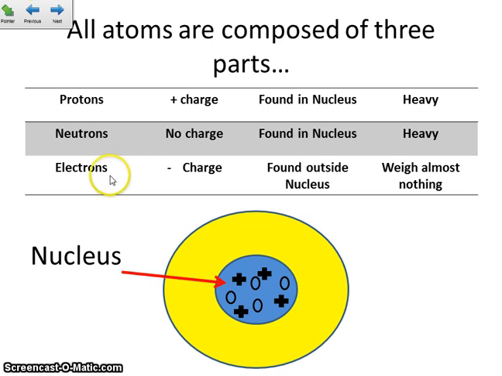The last little bit are the electrons. Electrons have a negative charge, and they are found outside the nucleus, and this we call the electron cloud. All right? And electrons are really, really teeny, tiny. So teeny, tiny that they weigh almost nothing. So when we're figuring out the mass of an atom, we don't really include the electrons in that mass.